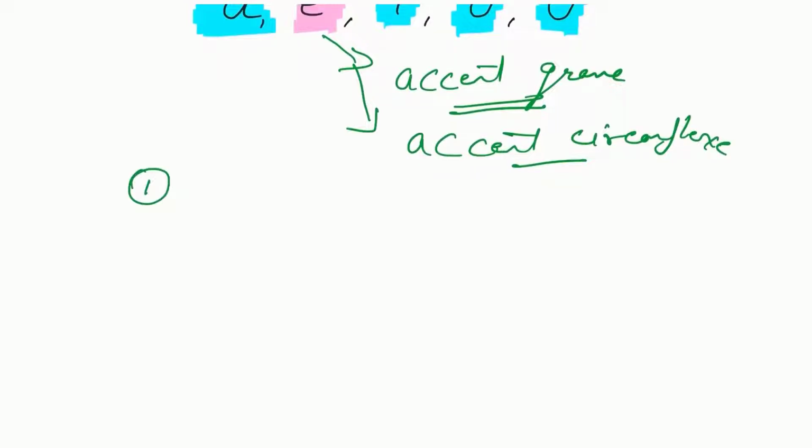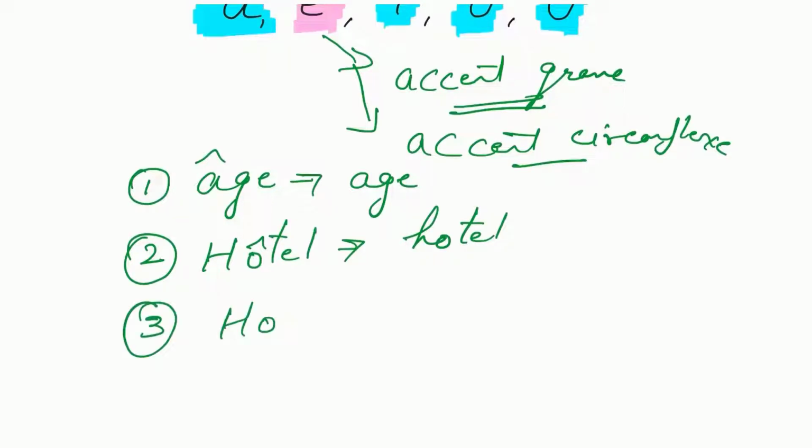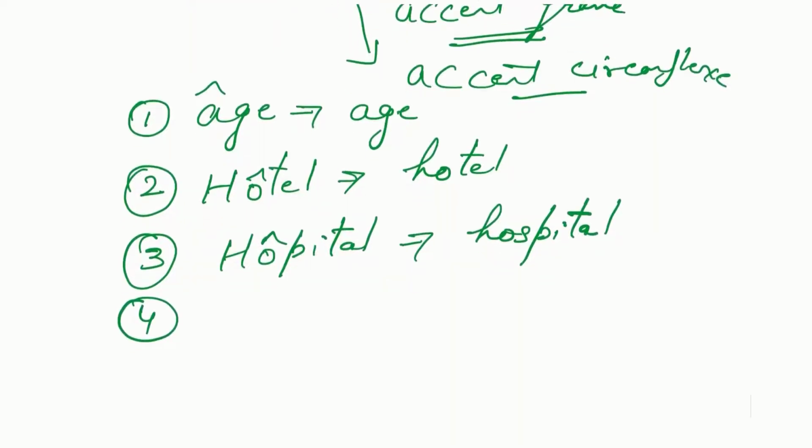Let's start with the first one. Âge. Âge. This means age. The second one. Hôtel. Hôtel. This means hotel. Third one. Hôpital. Hôpital. This means hospital. The fourth one. Pâte. Pâte. And the meaning of pâte is pasta.